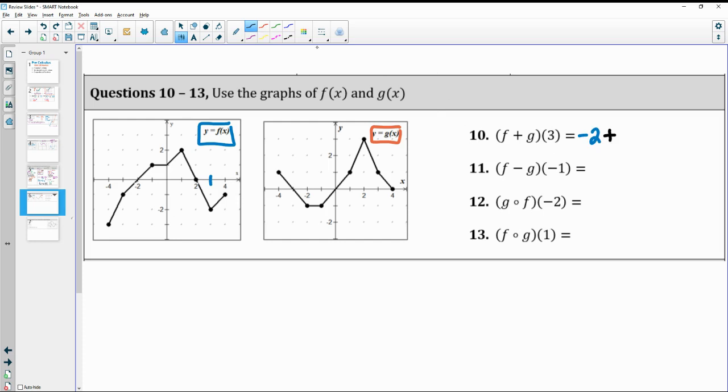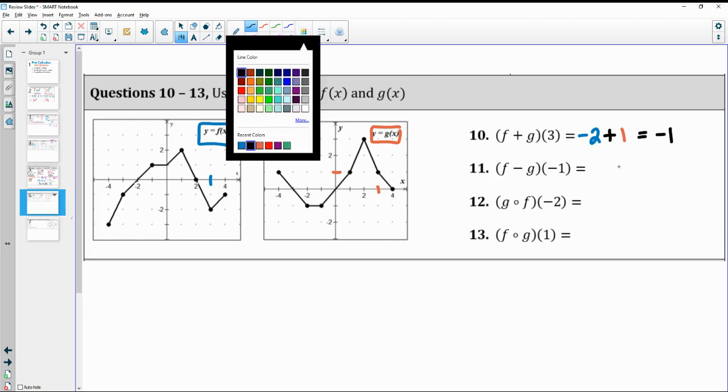Then we're going to look to the g function of 3. So we're going to go to 3 on the g function and see what the output is. So at 3, the output is 1. So we're going to do negative 2 plus 1, which gives us negative 1.